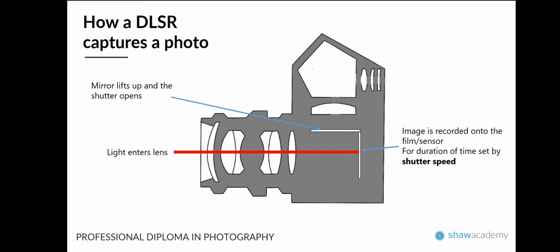And the reason that the image goes black for a split second is because the mirror has moved out of the way. So light is not being reflected off the mirror anymore. It's had to move out of the way to allow the light to pass through to hit the image sensor.